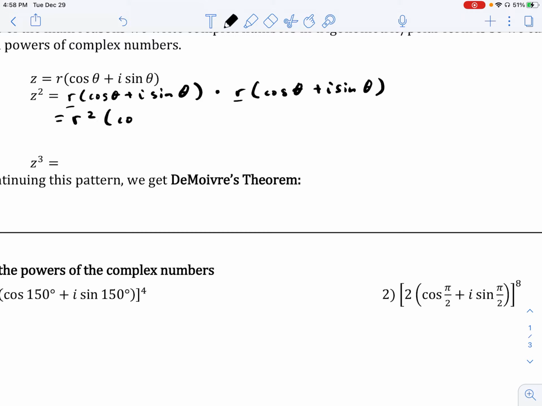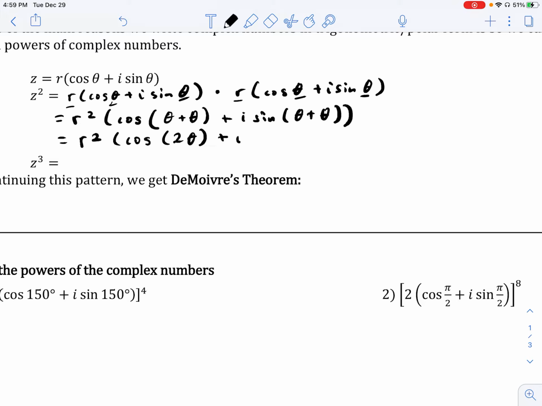And we would say cosine of the sum of our angles. We would then add this angle to this angle. So that's theta plus theta, plus i sine, and we do the same thing with those angles, theta plus theta. In this case, we happen to have the same angles. So if I clean this up just a little bit, r squared, what do we have? We have cosine of 2 theta plus i sine 2 theta. Well, that's a little bit interesting.